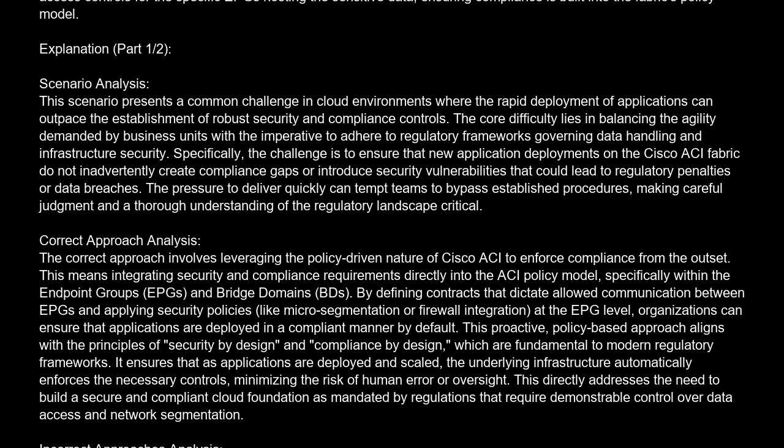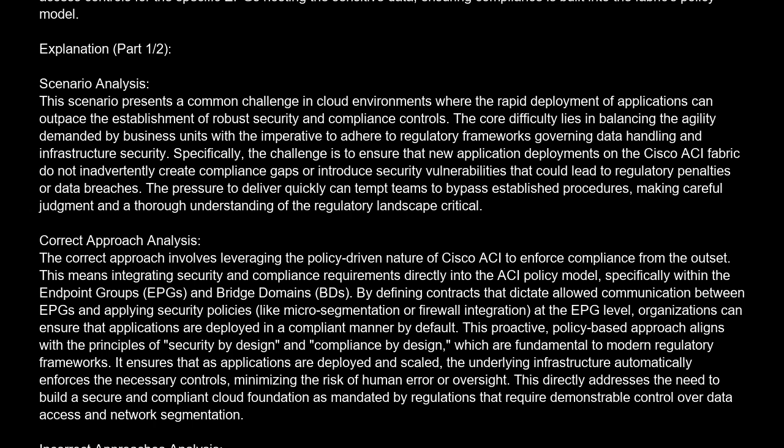Correct approach analysis. The correct approach involves leveraging the policy-driven nature of Cisco ACI to enforce compliance from the outset. This means integrating security and compliance requirements directly into the ACI policy model, specifically within the endpoint groups (EPGs) and bridge domains (BD). By defining contracts that dictate allowed communication between EPGs and applying security policies, like microsegmentation or firewall integration, at the EPG level, organizations can ensure that applications are deployed in a compliant manner by default.